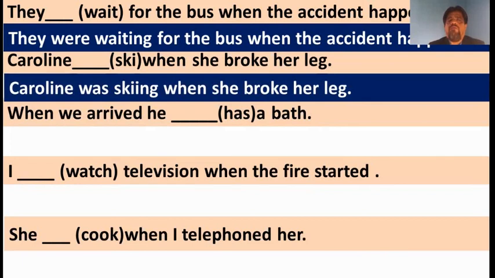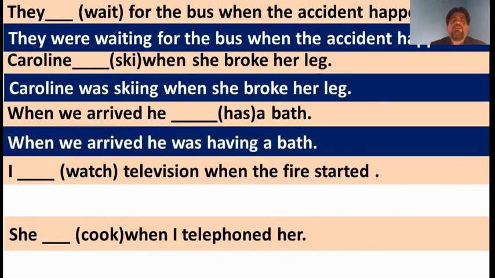And now again, when he arrived, he dash have a bath, and have is given. We don't say the verb having, instead the verb is having, the ing form of have is having. And therefore, along with the subject he, we must use either was or were. Since the subject he is singular, we must say was having. So, when we arrived, he was having a bath.